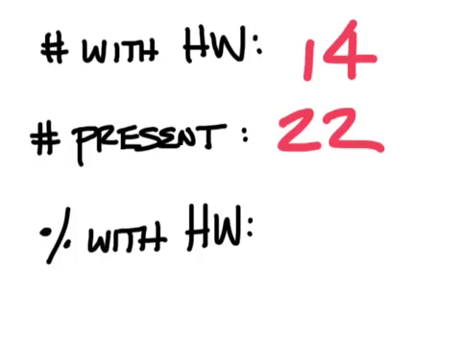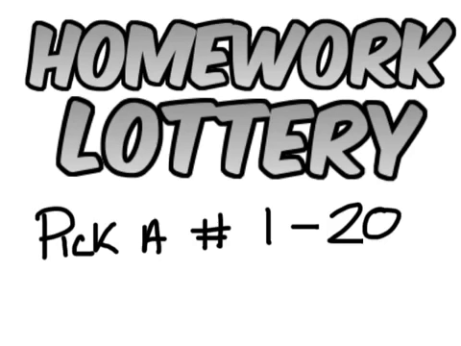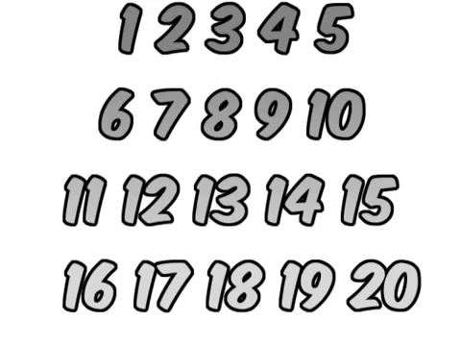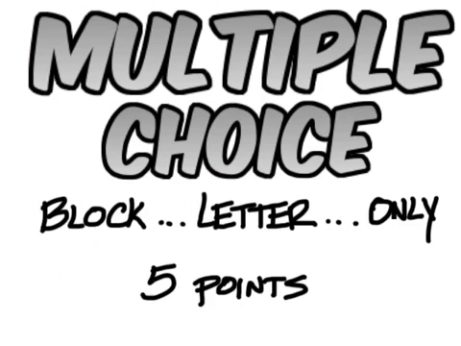We have 14 out of 22 with homework, which is a percent of 64. Anytime the homework percent is 50 or less, those with credit can bring 2 numbers for the homework lottery. Today it's only 1 because it's above 50. Pick a number from 1 to 20 if you have credit for the homework. The winning numbers today are 1, 8, 6, 11, and 16. Block letter only.